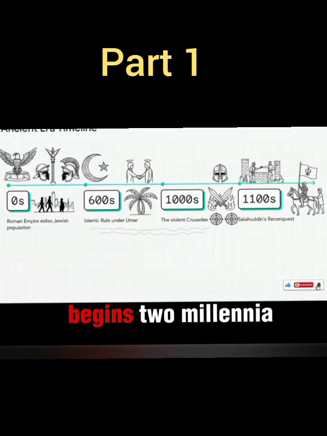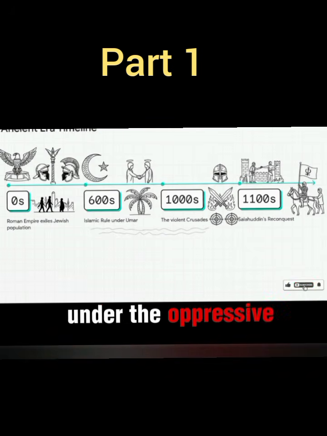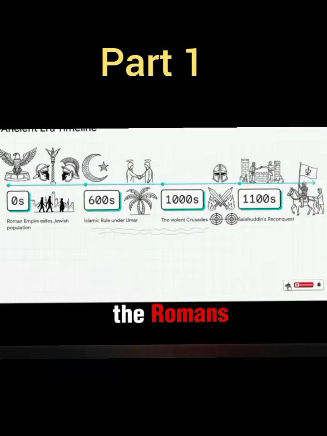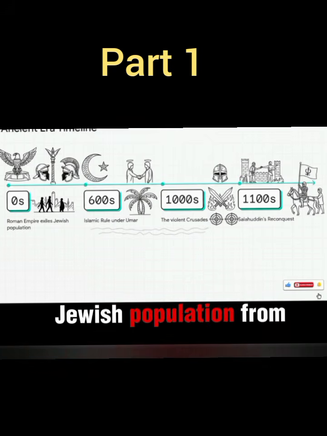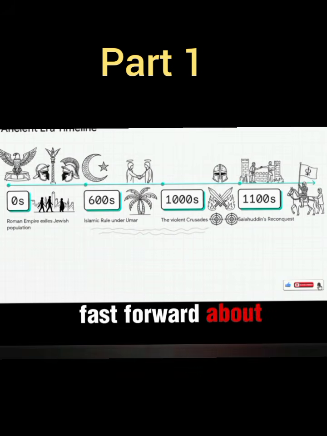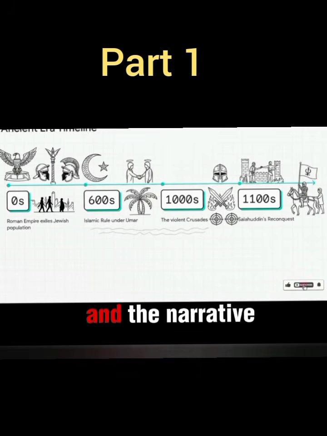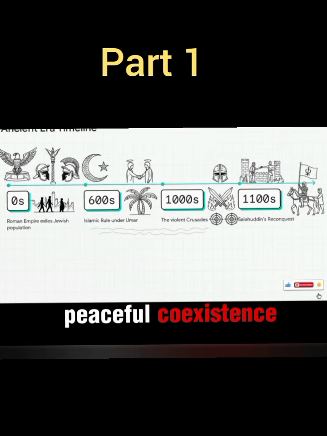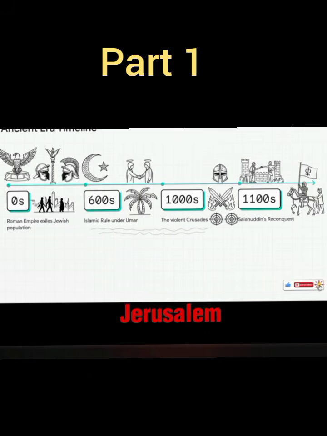The narrative actually begins 2 millennia ago, under the oppressive rule of the Roman Empire. Following religious tensions involving Jesus, the Romans brutally exiled the Jewish population from Palestine. Fast forward about 500 years to the 600s, and the narrative shifts to Islamic rule under Caliph Umar. The source describes this as a time of peaceful coexistence where Jews were welcomed back into Jerusalem. But as you know, history is rarely peaceful for long.